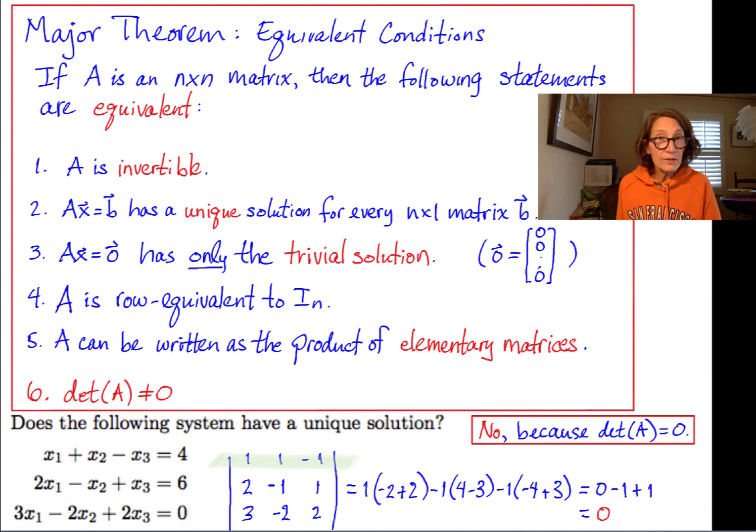All right. We're going to see later this semester, there's 2 more equivalent statements. We're going to add the number 7 and number 8 later on in the course. But we're going to be using all of these statements. The determinant of a coefficient matrix for a linear system is extremely useful.